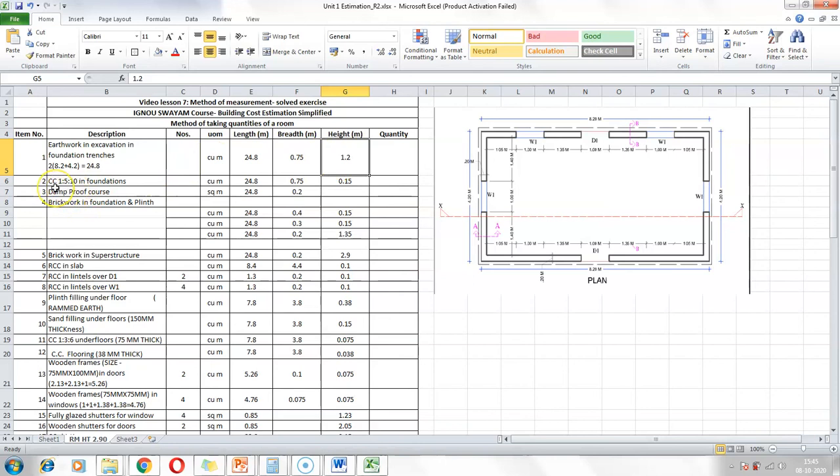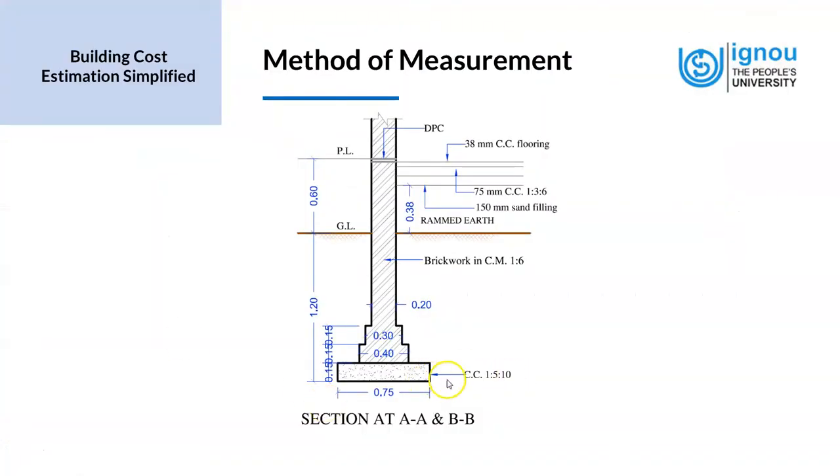Now we look at cement concrete. This is the next item. Cement concrete 1:5:10 in foundation. The unit of measurement is cubic meters. And let's look at the section drawing to have more clarity on this. So this is the cement concrete 1:5:10 that we were talking about in the Excel sheet. So this item has to find out the dimensions. Again, we have the width as 0.75 meters and the thickness as 0.15 meters.